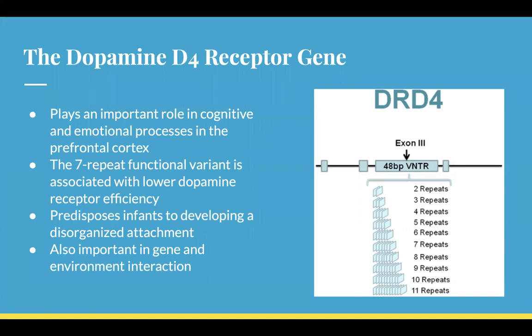Therefore, for example, we were talking about the low maternal sensitivity before. So a child with this dopamine D4 receptor gene in the 7 repeat functional variant who has a mother with low maternal sensitive responsiveness would basically be way more predisposed to develop a disorganized attachment than a normal child.